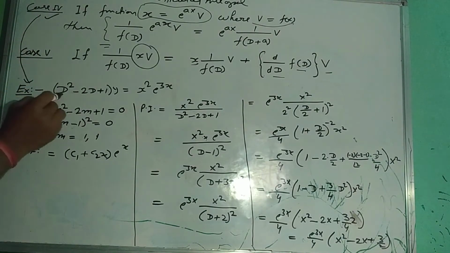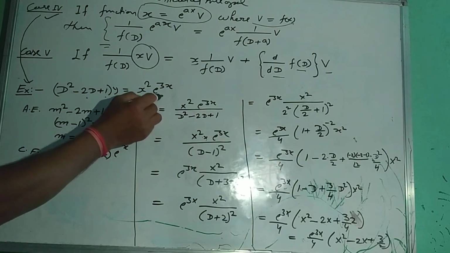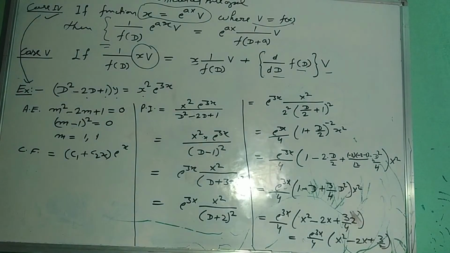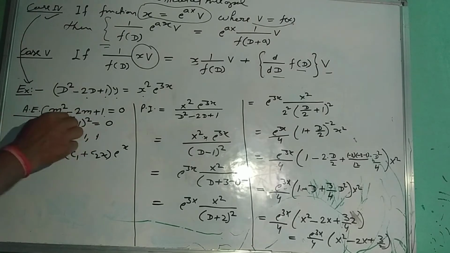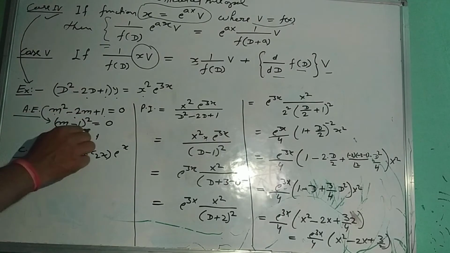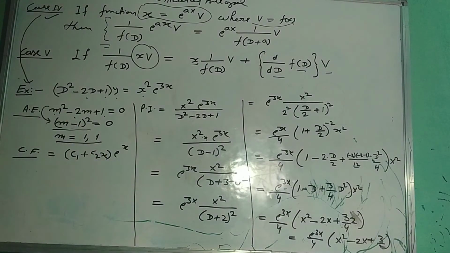In this example, we have (D square minus 2D plus 1) y equal to x square e to the power 3x. For solving this question, first we need to calculate the complementary function. The auxiliary equation is m square minus 2m plus 1, and we already know the rule of a square plus b square minus 2ab. According to this rule, the roots of this equation are 1 and 1. We have two common roots and both are real.